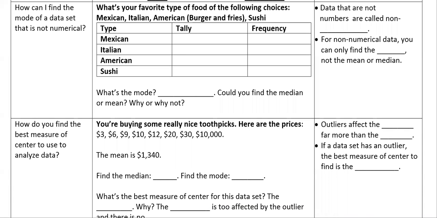All right, students, this is the second part of 9.3 measures of center. How can I find the mode of a data set that is not numerical? Not numerical. Numerical sounds like one of those nerd words. No, it's not. It just means not numbers.